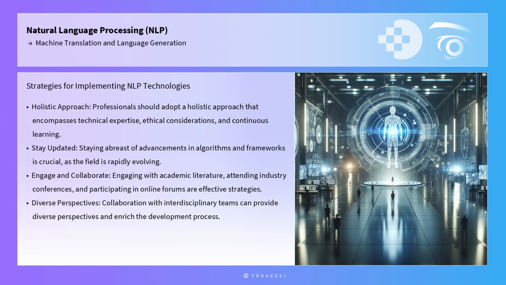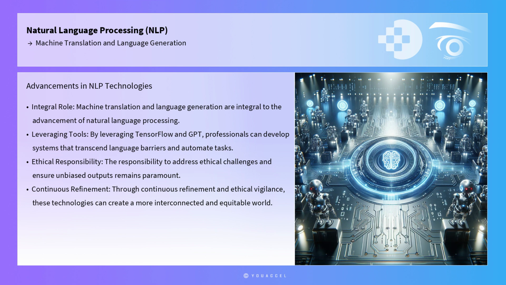In conclusion, machine translation and language generation are integral to the advancement of natural language processing. By leveraging powerful tools and frameworks like TensorFlow and GPT, professionals can develop sophisticated systems that transcend language barriers and automate complex linguistic tasks. However, the responsibility to address ethical challenges and ensure unbiased outputs remains paramount. Through continuous refinement and ethical vigilance, these technologies can be harnessed to create a more interconnected and equitable world.